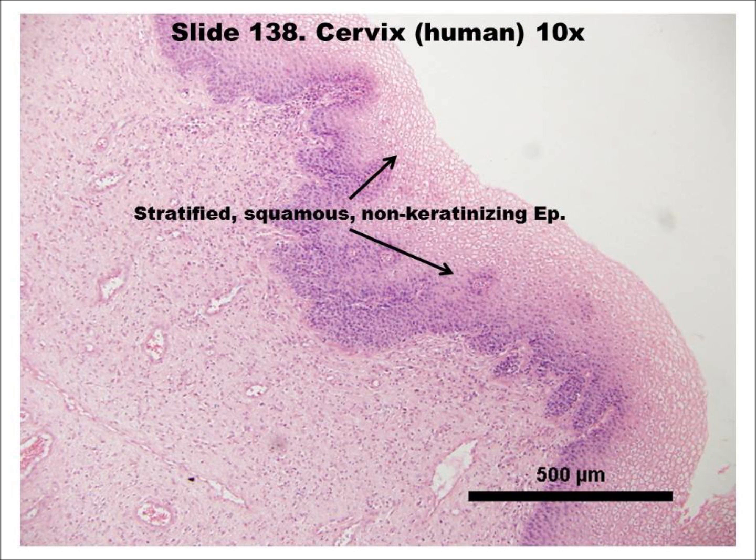In contrast, the epithelium on the other side of the section is quite different. It is classified as a stratified, squamous, non-keratinizing epithelium. The term stratified means that it is multilayered. The term squamous means that the cells on the free surface have a flat shape, and the term non-keratinizing means that the epithelial cells retain their nuclei all the way to the free surface.